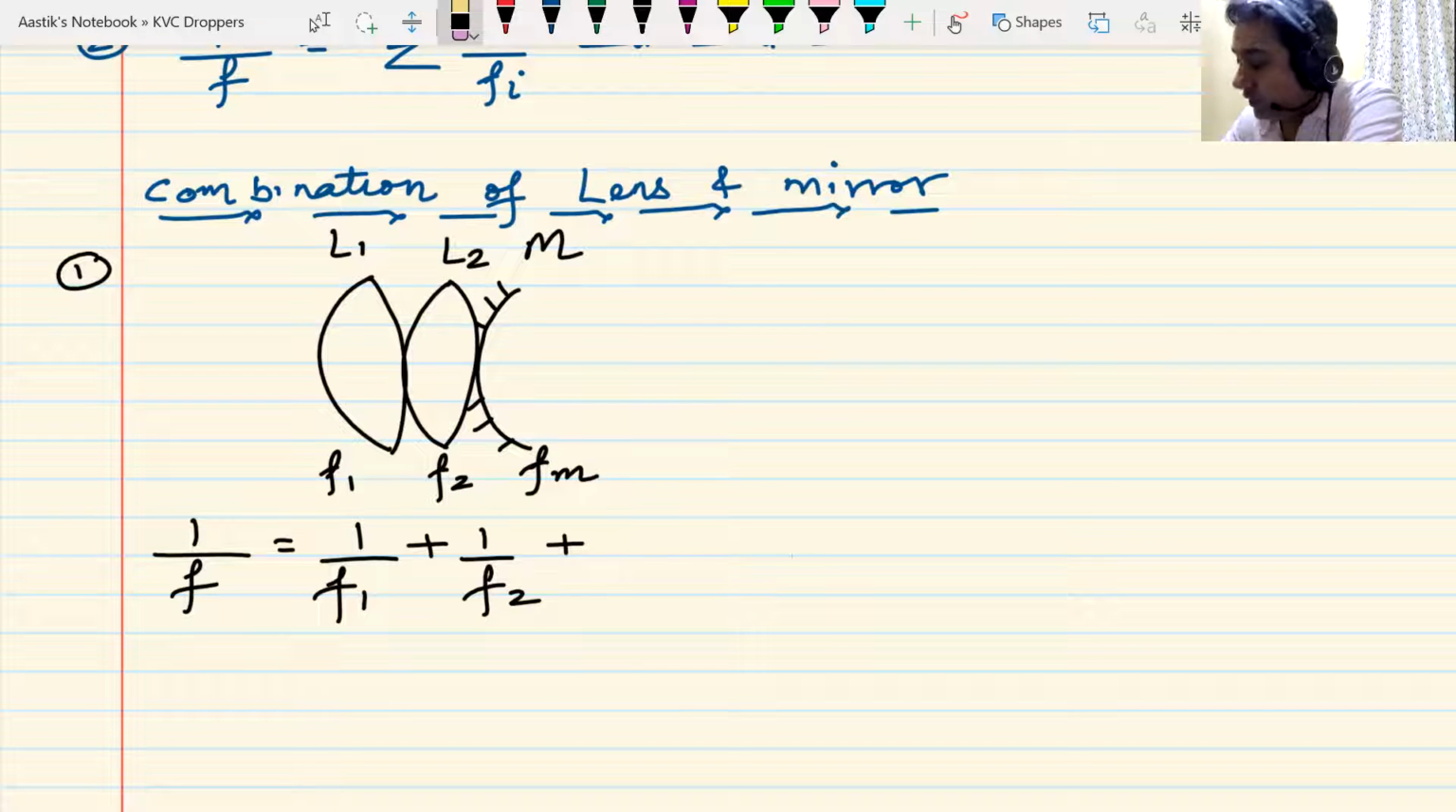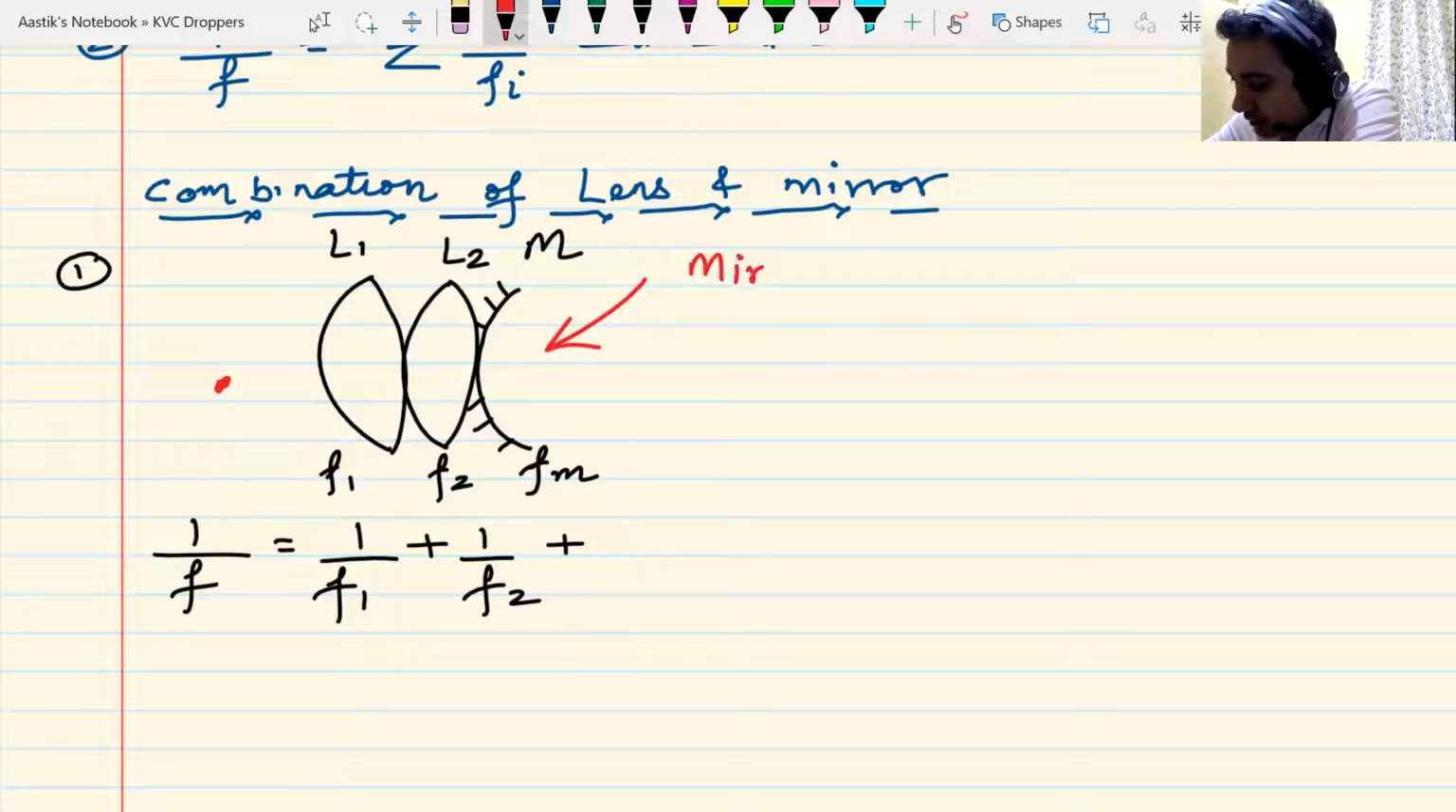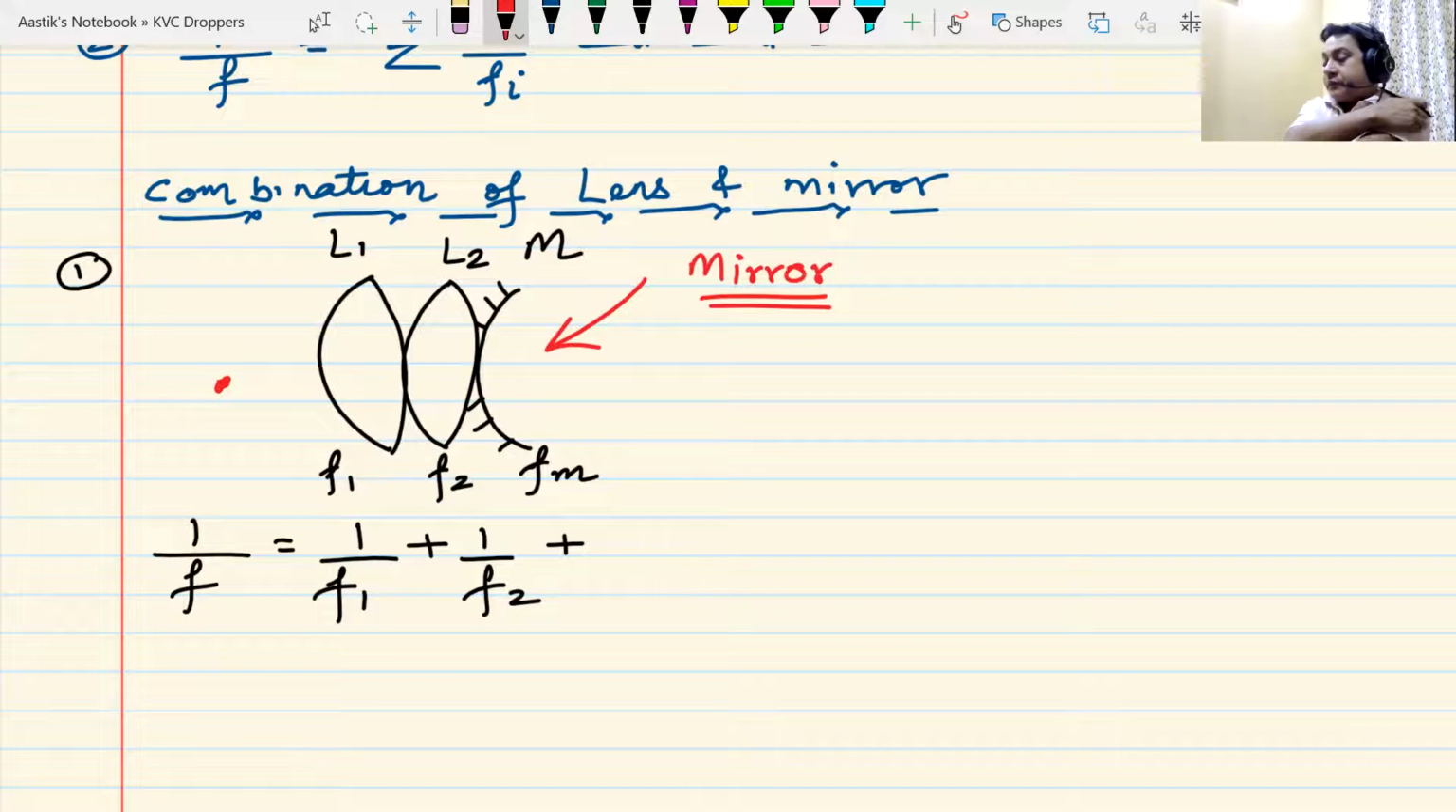Okay. So what is going to happen here if you place an object? This entire combination will act like a mirror. Are you getting my point? Yes, sir. This entire combination will act like a mirror.